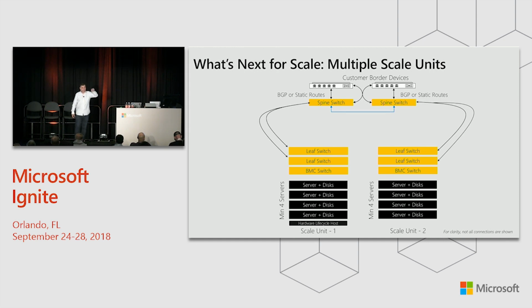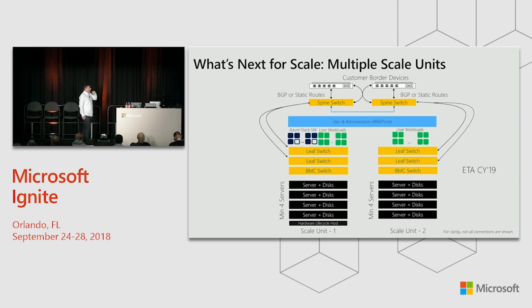However, each of these scale units is its own independent cluster, right? What I mean by that is that internally when we do patch and update, which I'll talk about a little later, we treat each scale unit as an independent unit when it comes to how we patch and update it, and so on and so forth. Okay? And then we'll actually bring the workloads back up.